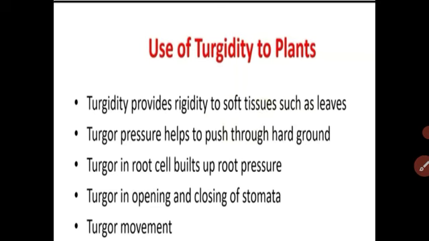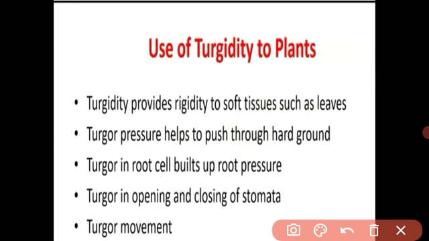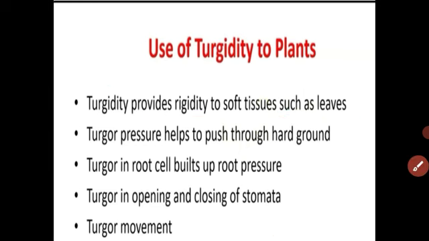Let us see how turgidity is useful to the plant. See, student, turgidity provides rigidity to soft tissue such as the leaves. The turgor pressure helps to push through the hard ground. Turgidity in the root cell builds up the pressure. Turgor is also opening and closing the stomata and causing turgor movement. One by one we will see. First we see turgidity providing rigidity to soft tissue such as leaves.